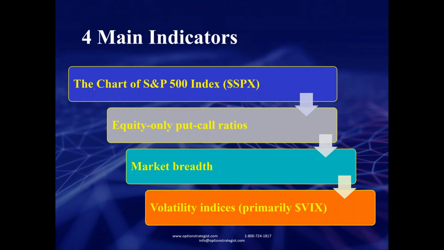So this is the general outline of what I look at when I'm considering what the market is doing. The first is the S&P 500 index. That's the most important thing. Your indicators need to line up with the market, or the market's always right, of course. Then we'll look at equity-only put-call ratios and individual stock and futures put-call ratios, market breadth, and then things involving the volatility indices, VIX and VIX Futures.